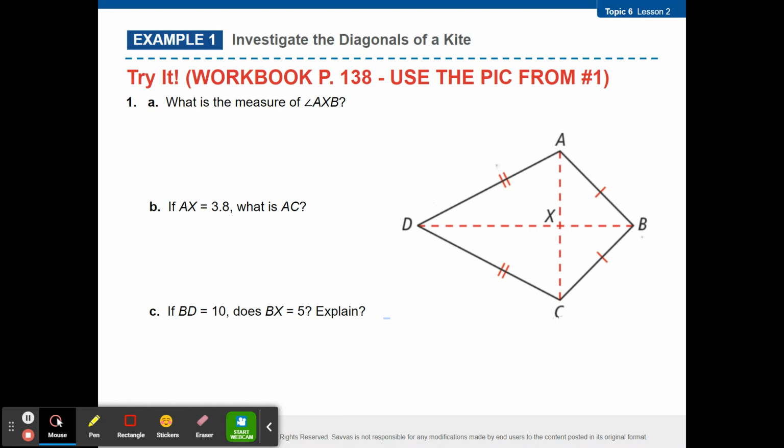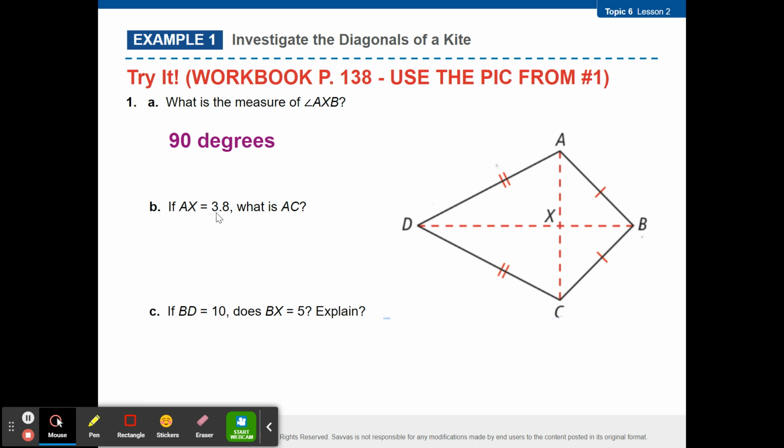Okay. How are we doing on these three? Anybody still working on them? All right. So it says, what is the measure of angle A to X to D? What's it going to be? 90 degrees. Oh, did I say that? Oh, sorry, you're right. A to X to B. My apologies. Nice job, Kira.